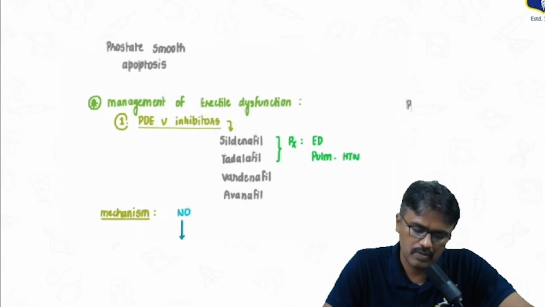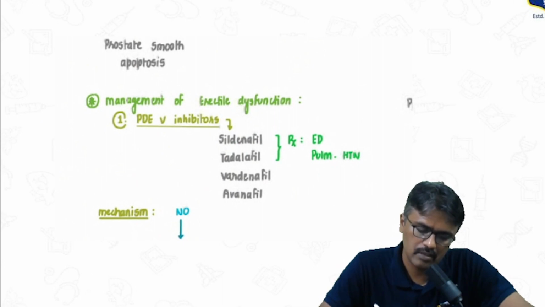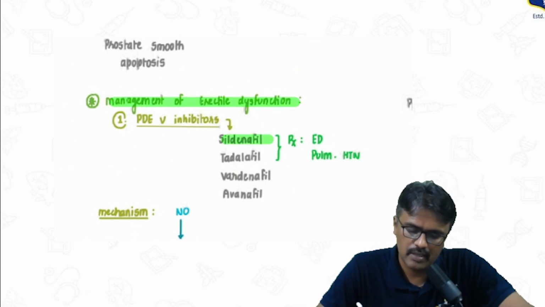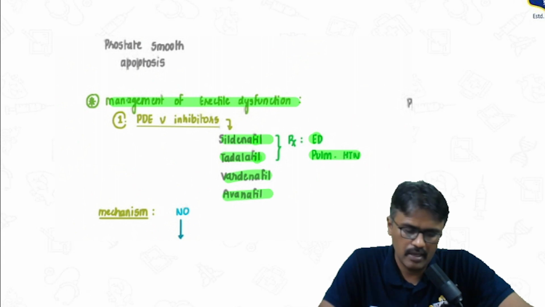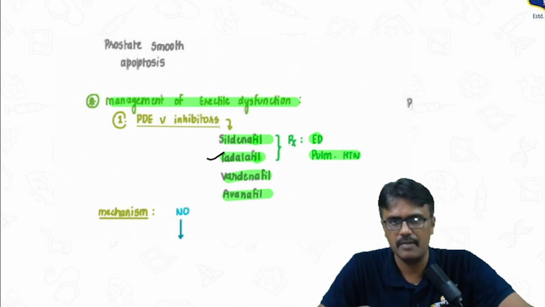So this was the thing we discussed when we discussed management of erectile dysfunction. Sildenafil, tadalafil, vardenafil, avanafil. They are used, particularly sildenafil and tadalafil are used for pulmonary hypertension. In that, the longer acting is tadalafil.